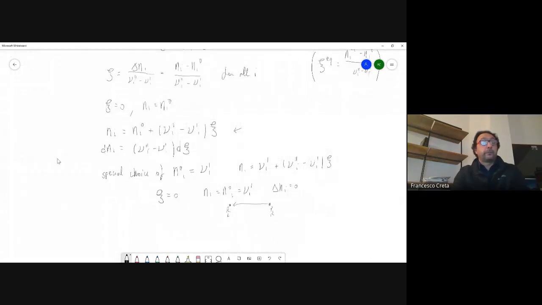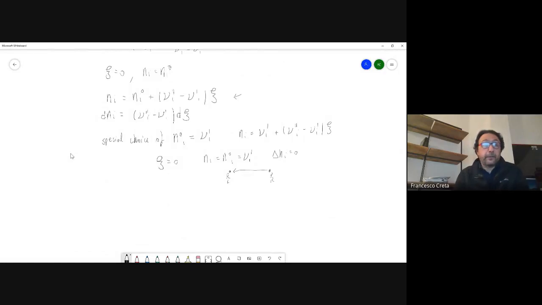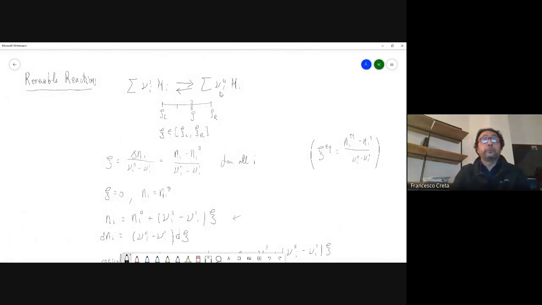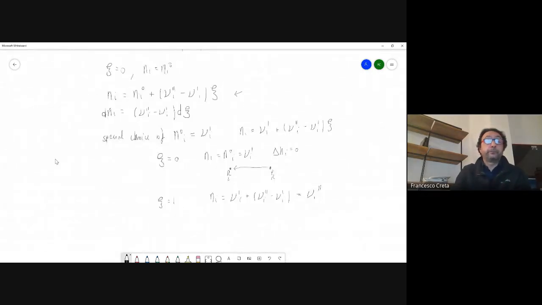On the other hand, if psi is equal to 1, you can see that Ni is equal to nu I prime, and then nu I double prime minus nu I prime. So the composition is the final one, the one appearing on the product side. So you've shifted completely, okay?